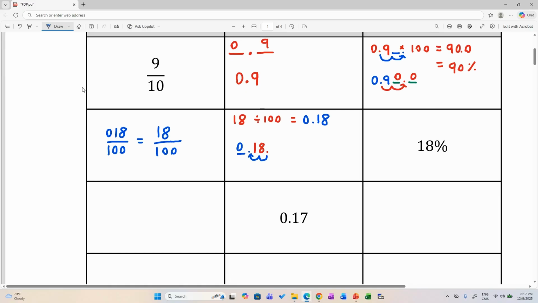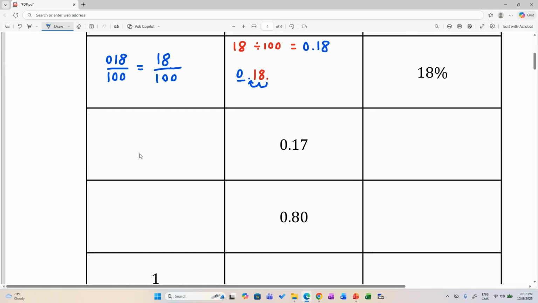Okay, now let's use that logic to solve for the rest. That's 0.17, hence that's going to be 17 over 100. And as a percent, that should be 17%. This is 0.8, hence my answer should be, well, we can actually simplify this and simply say it's going to be 0.8.